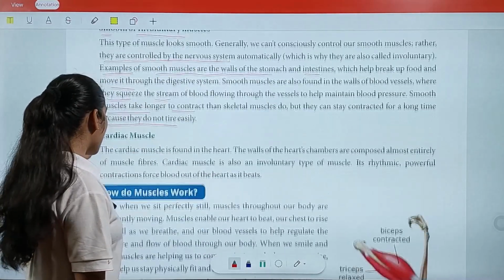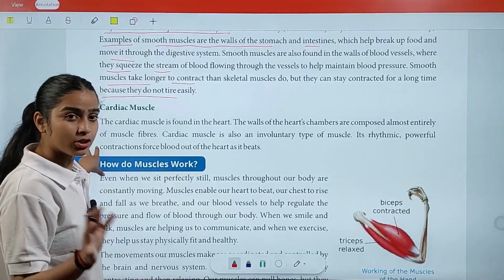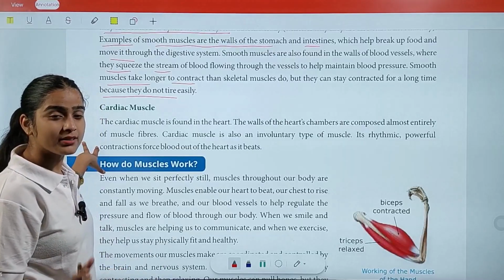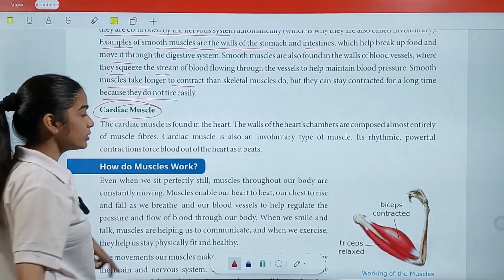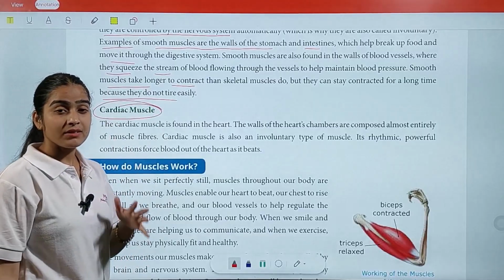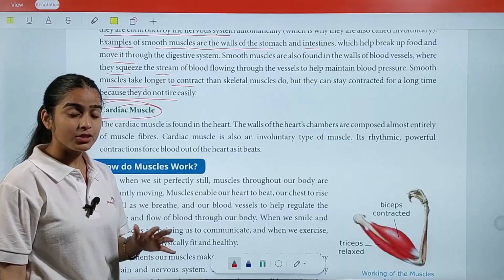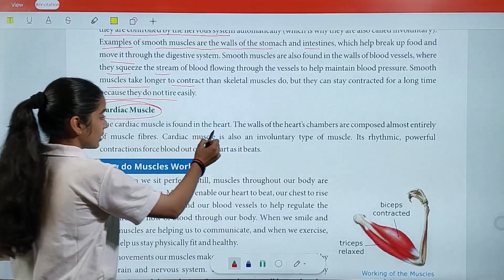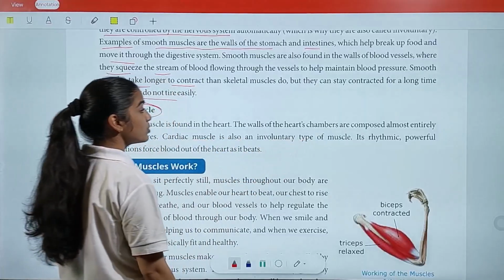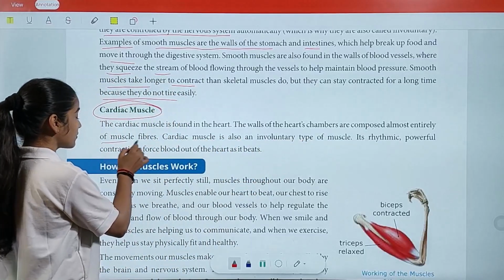Okay. Now we have cardiac muscles. The example I already explained to you, the beating of the heart, right? It is included in your cardiac muscles. What I already told you is that the heart beats 72 times per minute, right? 72 beats per minute. It means the cardiac muscle is found in the heart. The walls of the heart chambers are composed almost entirely of muscle fibers.